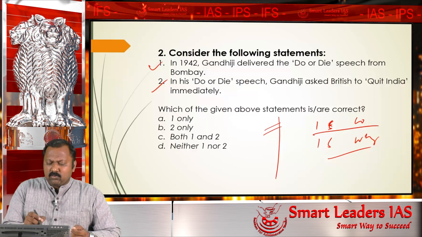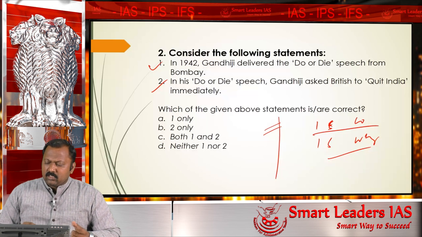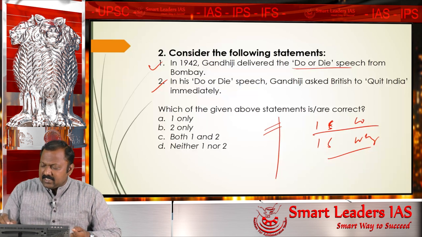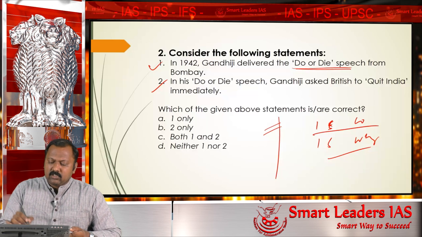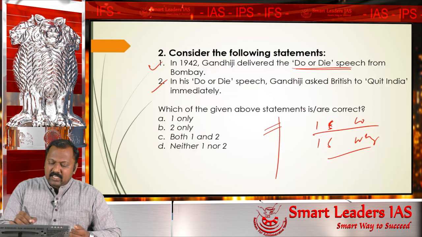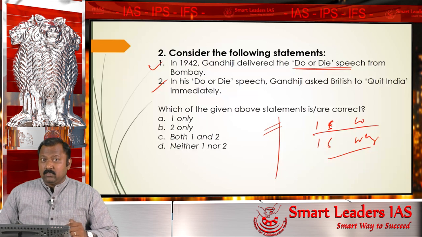Let's just try to understand one. In 1942 Gandhi delivered the Do or Die speech. Let us say in 1942 Gandhi was present, so this means that if I use Akbar in 1942 again, then that is wrong.